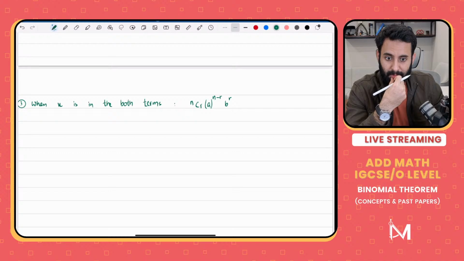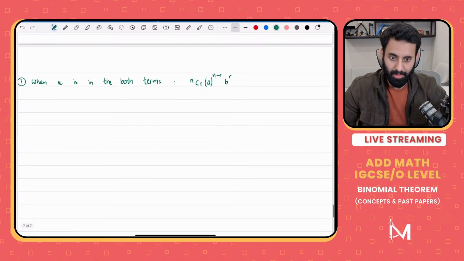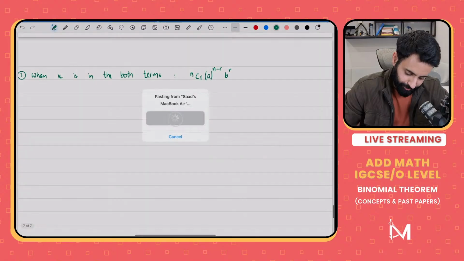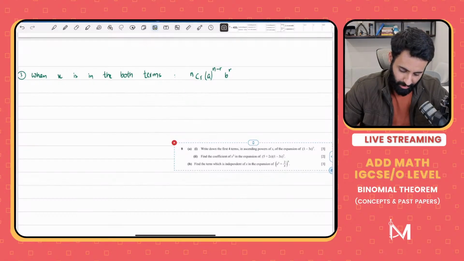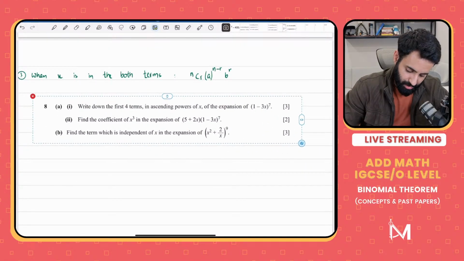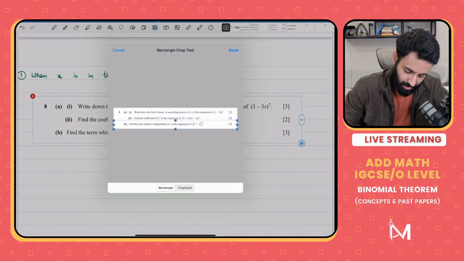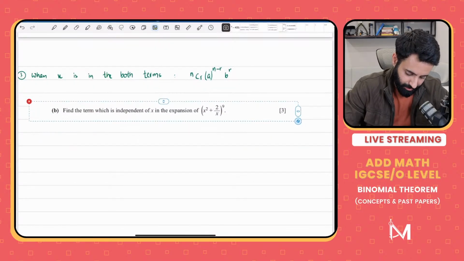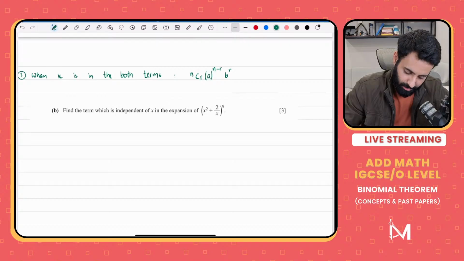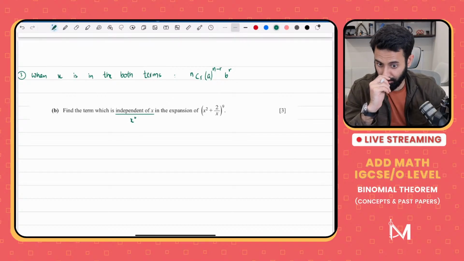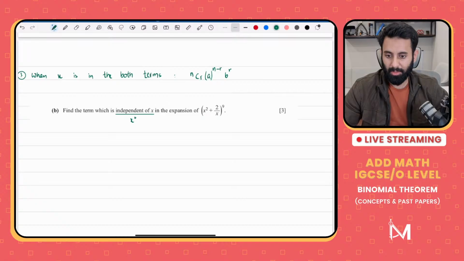So मुझे कोई past paper question मिल जाए ज़रा जल्दी से. Okay, found it. चलो इत्तेफाक से independent of x ही मिल गया. Now remember, independent of x basically means x power 0. Okay, if the question says find the term which is independent of x, that means x power 0. So that means the power on x that we want is 0.